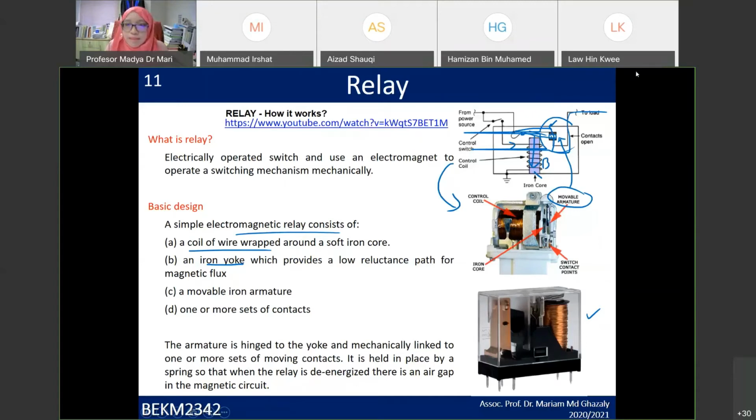So what it means when you energize it is that this armature will close, going from normally open to closed. Then when it de-energizes, meaning you cut off the power supply, it will open again, because when there's no magnetic field, there is no force over here. So that is the concept of the relay.